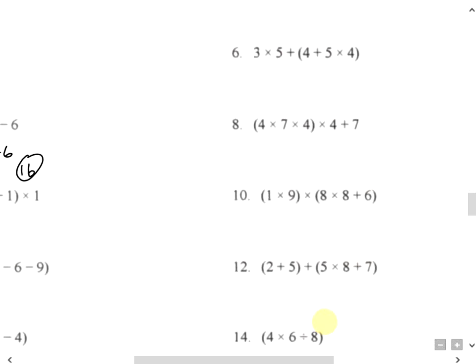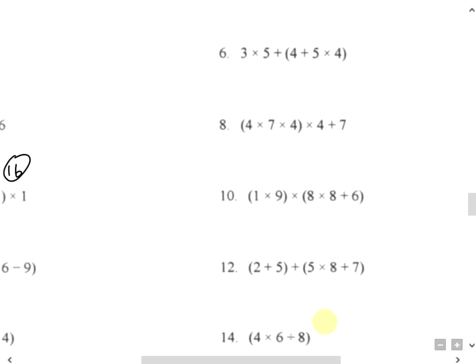Now, who has number 8? Number 8's a little bit difficult. We had a little larger numbers on this one. Nick, what'd you get? 455. 455, that is correct. Okay. Now, here's why.